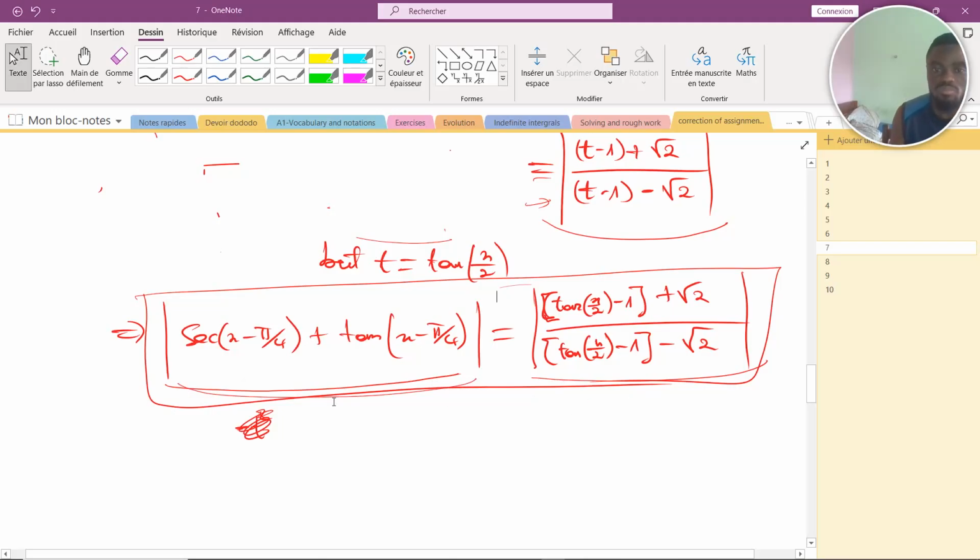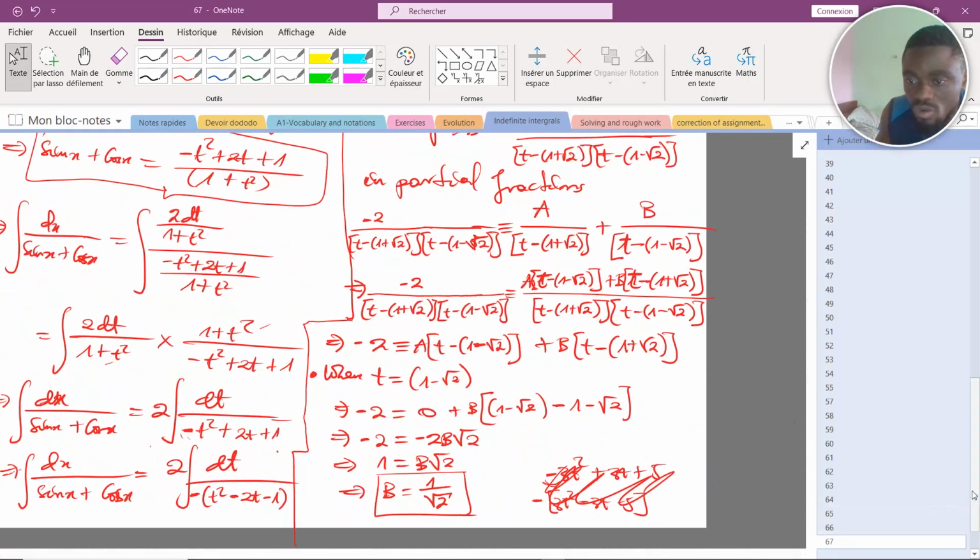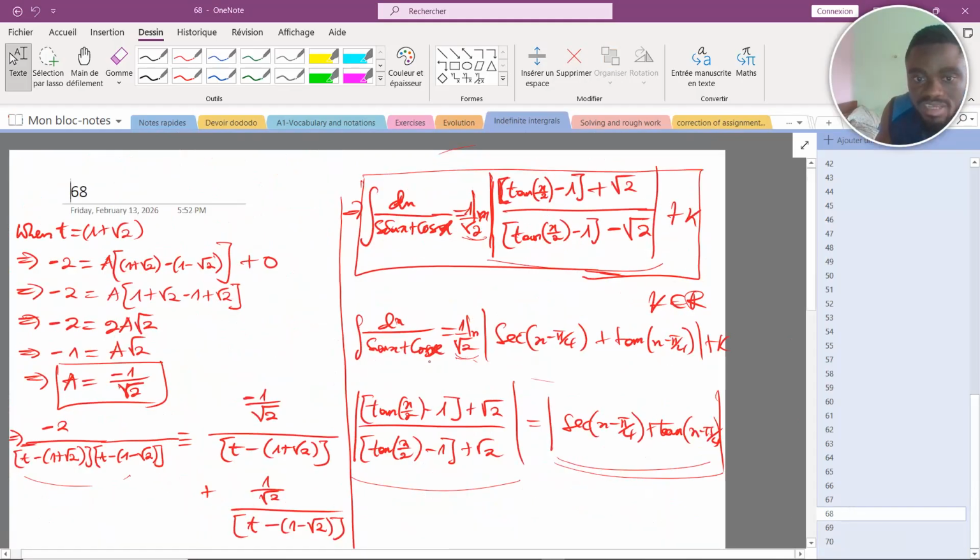Is that okay? From there, we have already proved that this absolute value is equal to this absolute value. So naturally, we can conclude that this integral is also equal to this, because the 1 on root 2 was present here, and the ln was also present here. So we just had to prove this being equal to this. So this was a very important exercise.